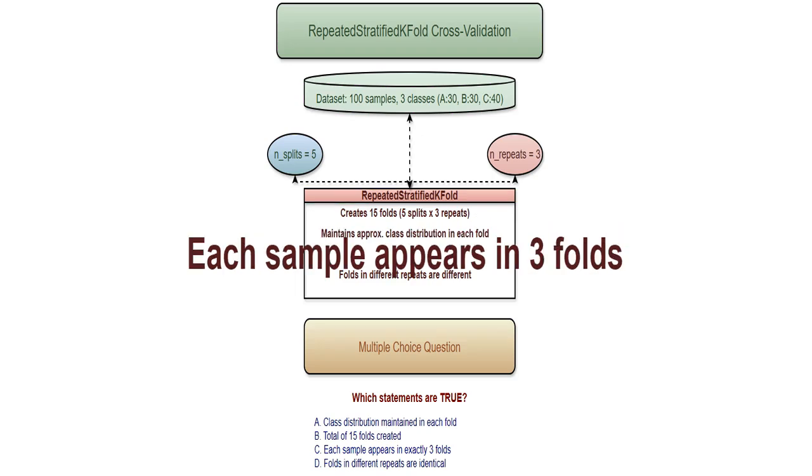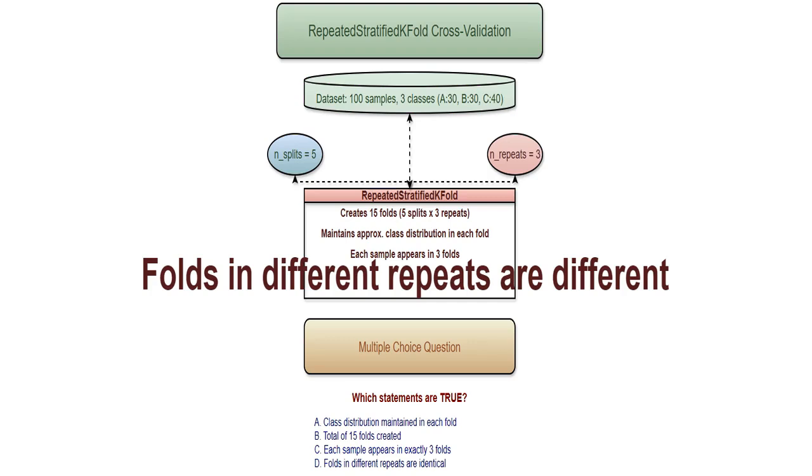Because I repeat the process 3 times, each data point shows up in 3 different folds. It's like each card appearing in 3 different 5-card hands. The key feature is that each repetition produces a completely new set of folds. The different shuffles result in different hands.